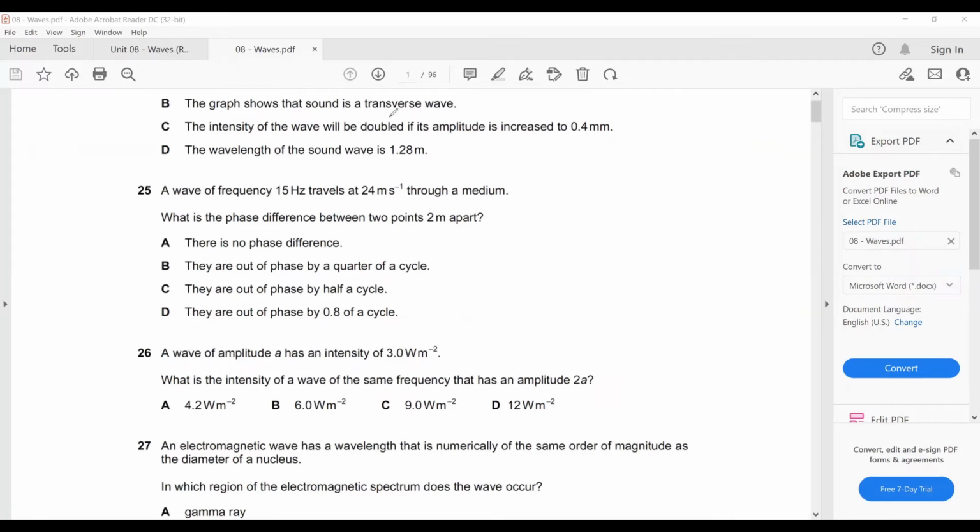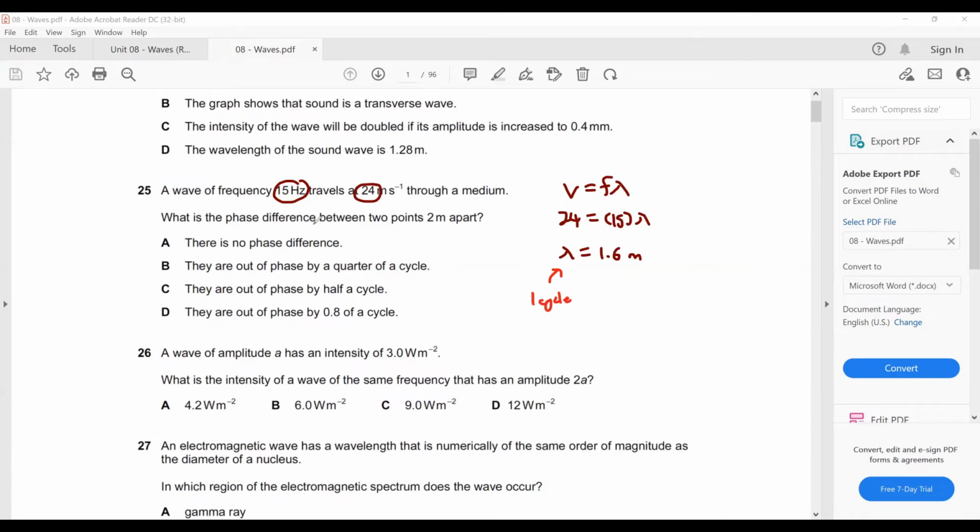All right. Okay, so what you want is to find some sort of value for complete wave. So you know frequency, you know speed. What would normally come to mind is V equals to F lambda. V is 24, frequency is 15, and then you have lambda. So lambda is going to be 1.6 meter. This is a value representing 1 cycle.